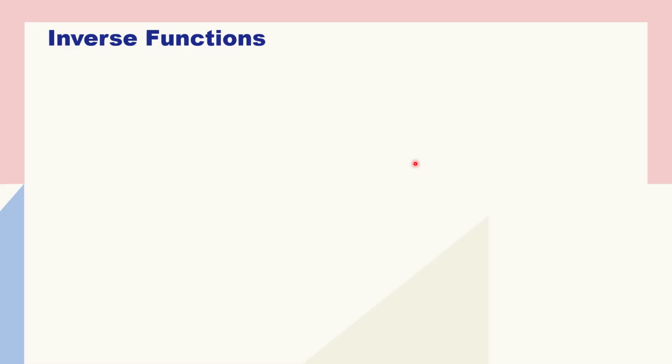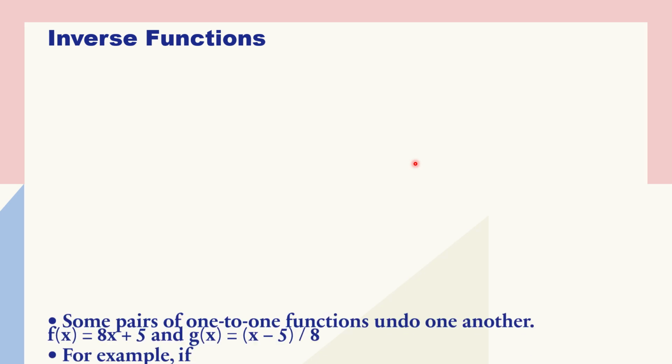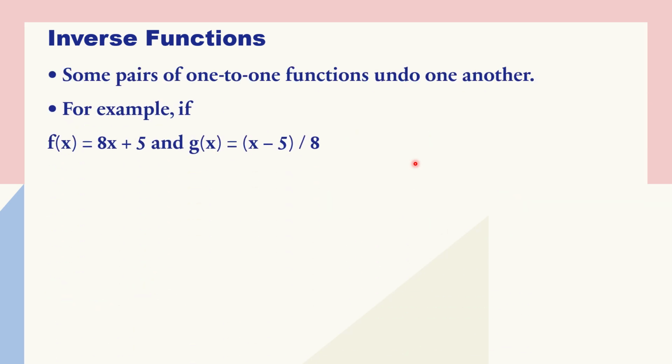Now let's look at the main topic of this video, that is inverse functions. So what are inverse functions? Some pairs of one-to-one functions undo one another. For example, if we have f of x equal to 8x plus 5 and g of x equal to (x minus 5) upon 8.